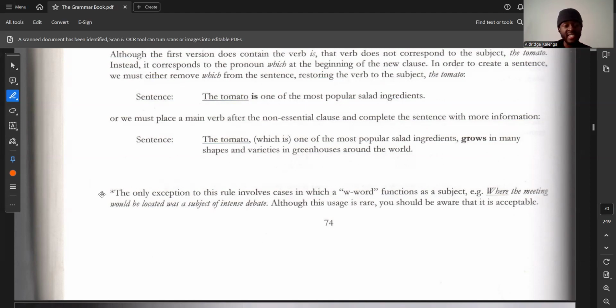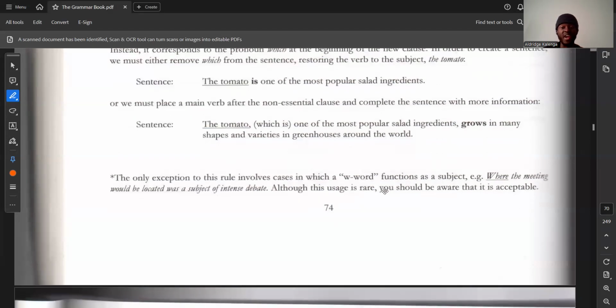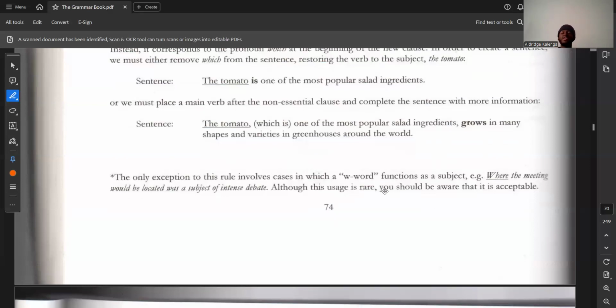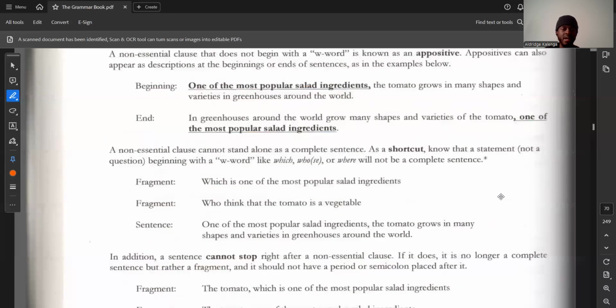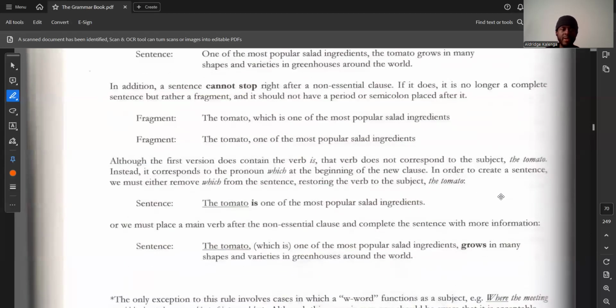So that's an exception. You can see this is the only exception to this rule that involves a W word. So this is a very rare usage, so you should just be aware of it. You might never see it. A lot of people don't speak this way, or maybe they do, but it's not common in SAT writing. So usually if you see a W word, it should be a question. If it's a statement, then it's just a fragment, unless you've got a very rare exception like this one, where the meeting would be located was a subject of intense debate. Going back here, to see if I missed anything important.